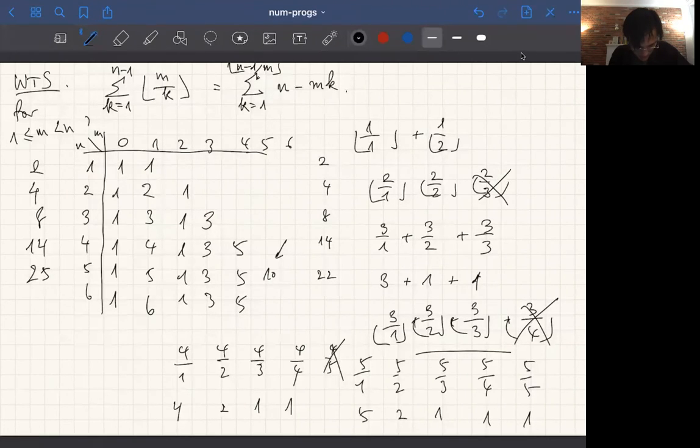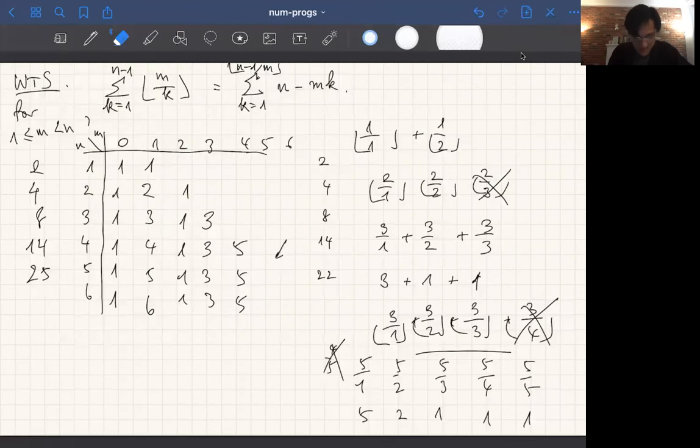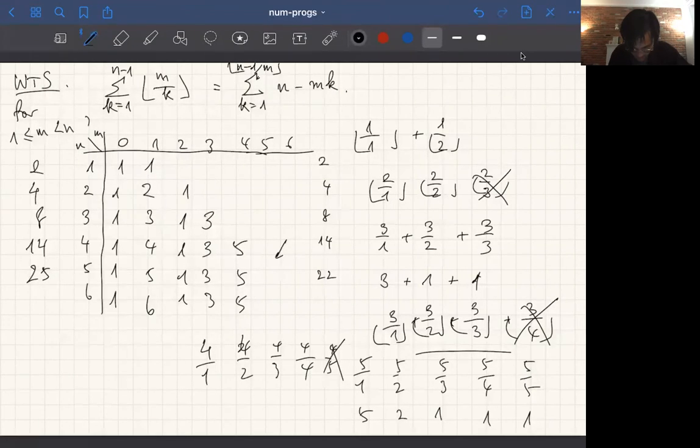N equals 4. We only sum up to n minus 1. So is there a 1 that's too much in all these? 4. Okay, let's try this again. It should be 4 over 1. It's n. It goes up to n minus 1. What am I doing wrong? This is n minus 1. So it's 4 over 2, 4 over 3, 4 over 4. It's 1.